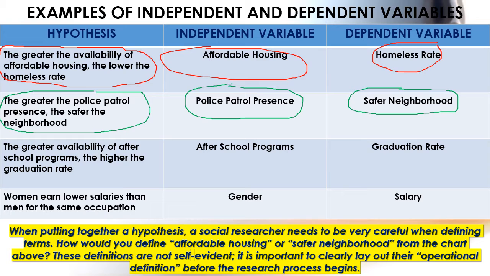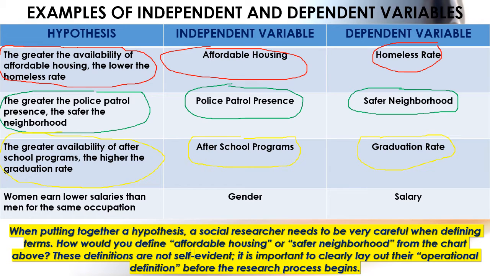Your third hypothesis is the greater availability of after-school programs, the higher the graduation rate. So your independent variable would be the extent to which after-school programs are offered, and your dependent variable would then be looking at the graduation rate and seeing if the two are correlated. So in other words, if there are more after-school programs, does the graduation rate in fact improve?